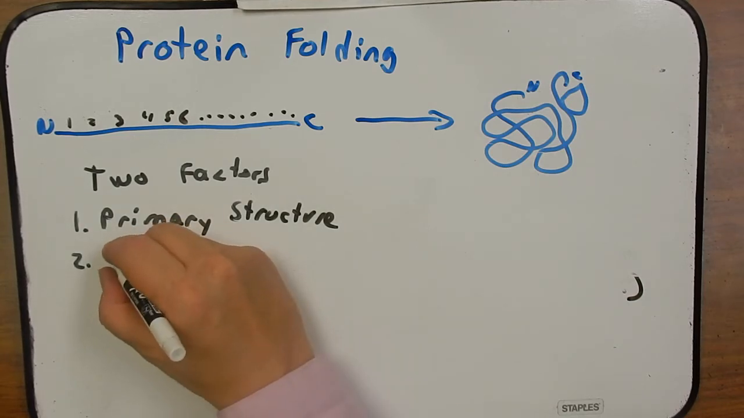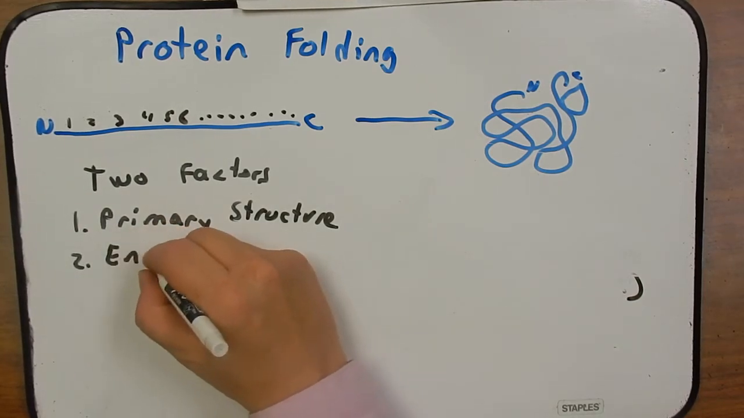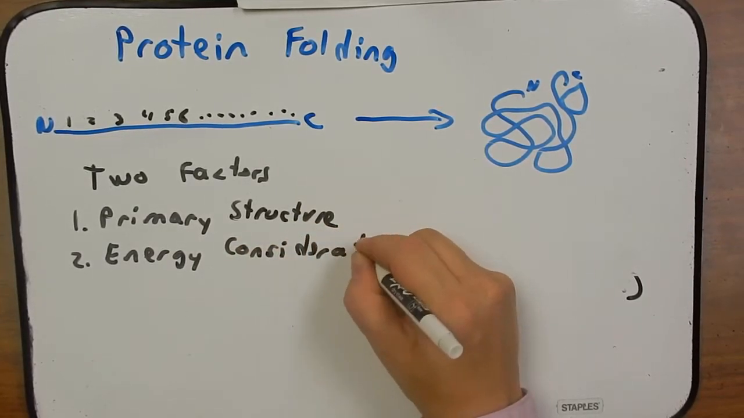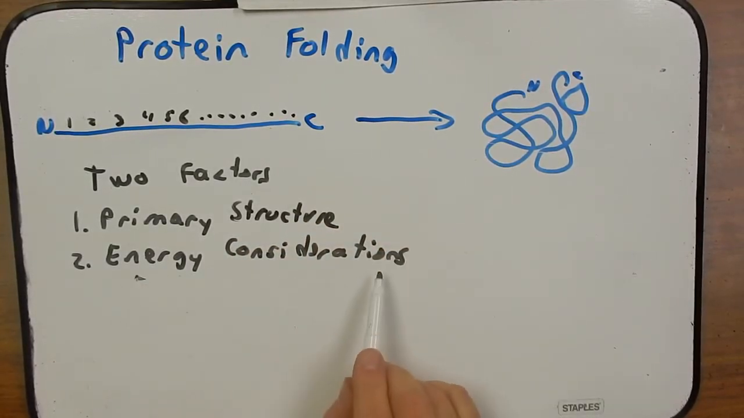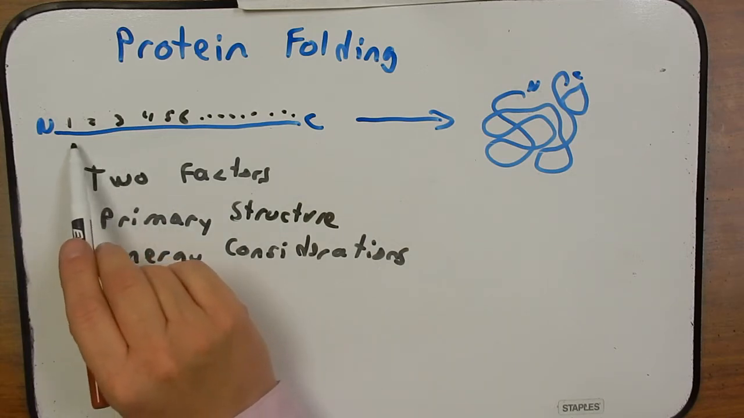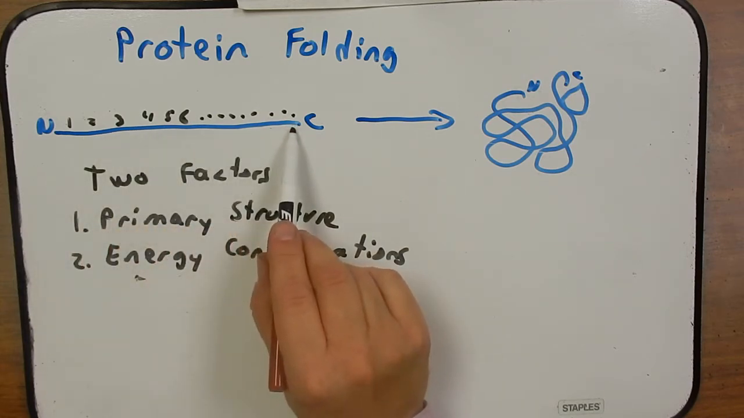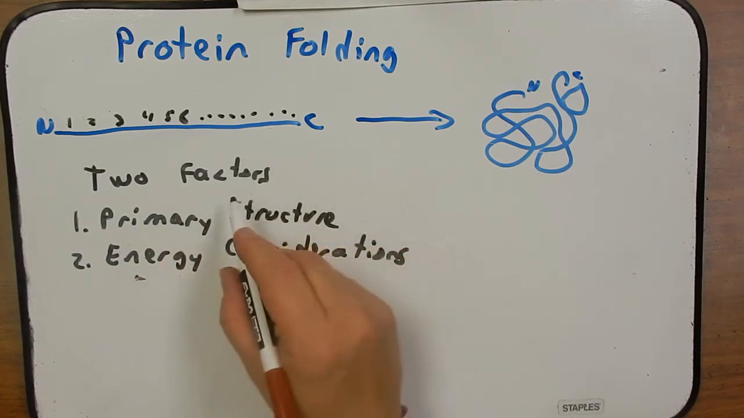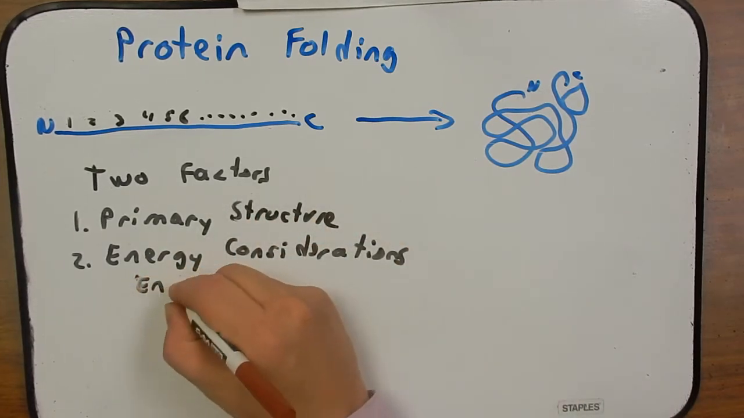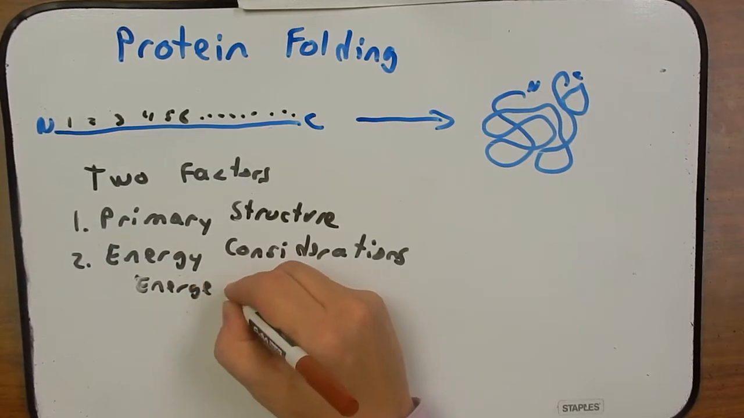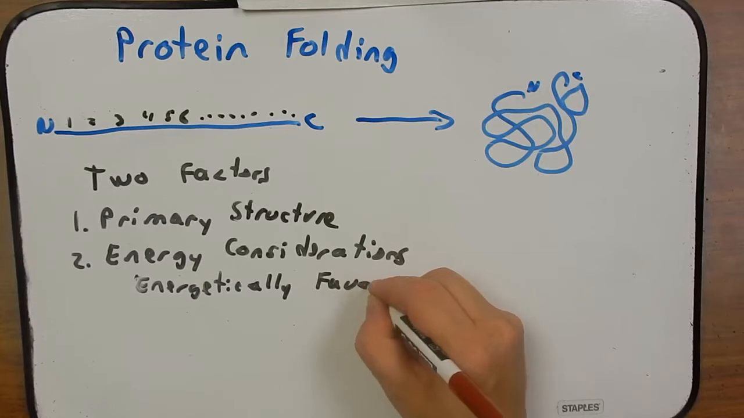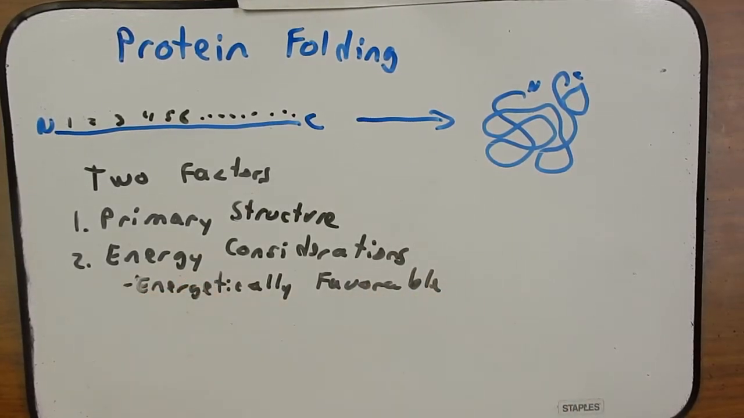The other thing that's important are energy considerations. What I mean by energy considerations is that this process of going from this primary structure to this fully folded form here, this whole series of steps are energetically favorable. The overall delta G is negative.